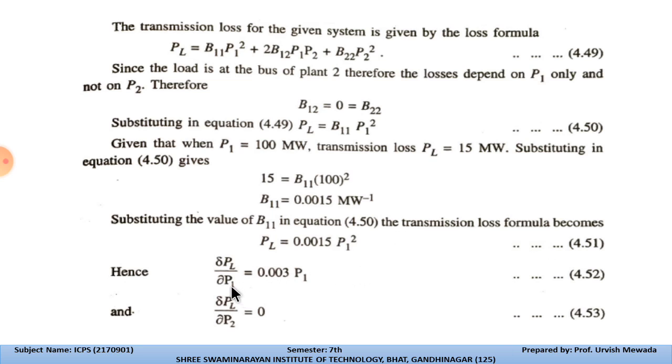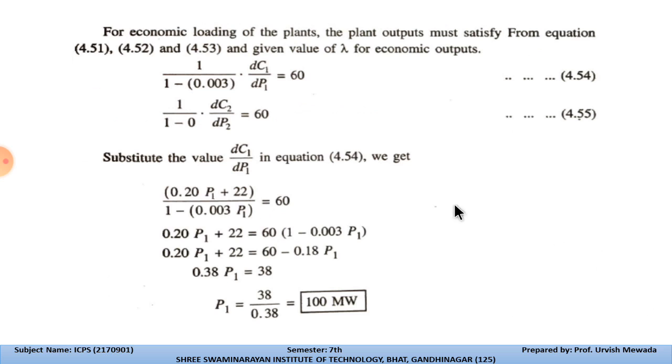So yes, del PL by del P1 is equal to 0.003 P1, and del PL by del P2 is equal to 0, because P2 is not over here, so it is 0. And for economic loading of the plant, the output must satisfy equations 4.51, 4.52 and 4.53, that we have, all the conditions.